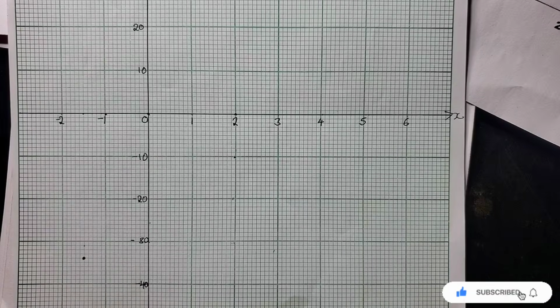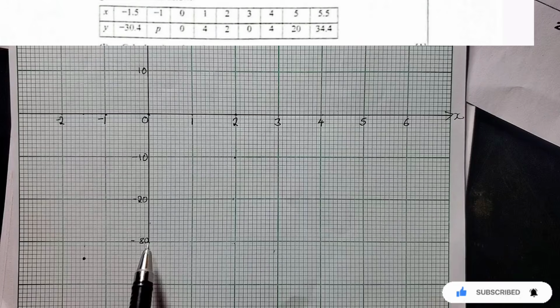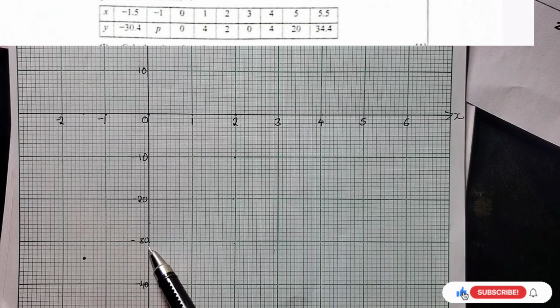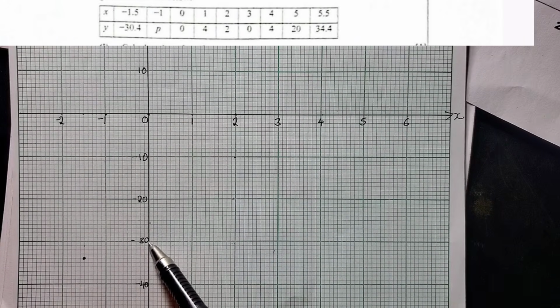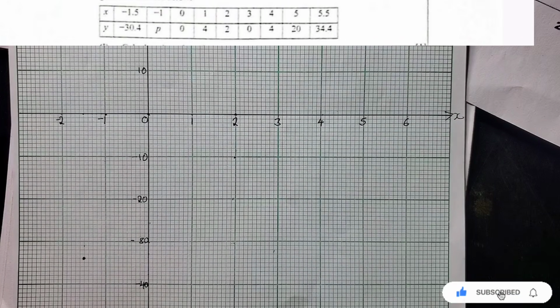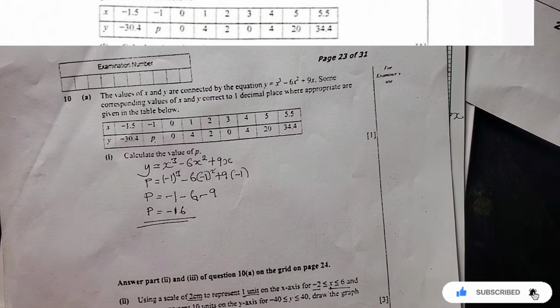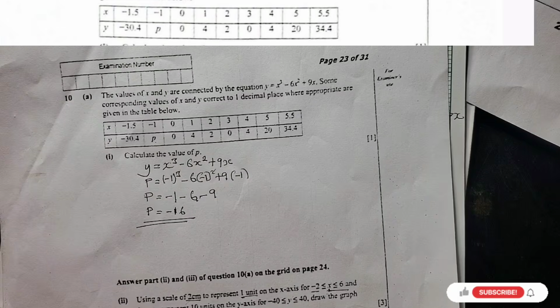Okay, so we have here -1.5. Now where is -30? -30 is here. Then what is the value of each box here? Since it is 2 centimeters to represent 10 units, each small box is 1. So if here is 30, this is 30, 31, 32, 33, 34, 35, 36, 37, 38, 39, 40. Now, where is 30.4?